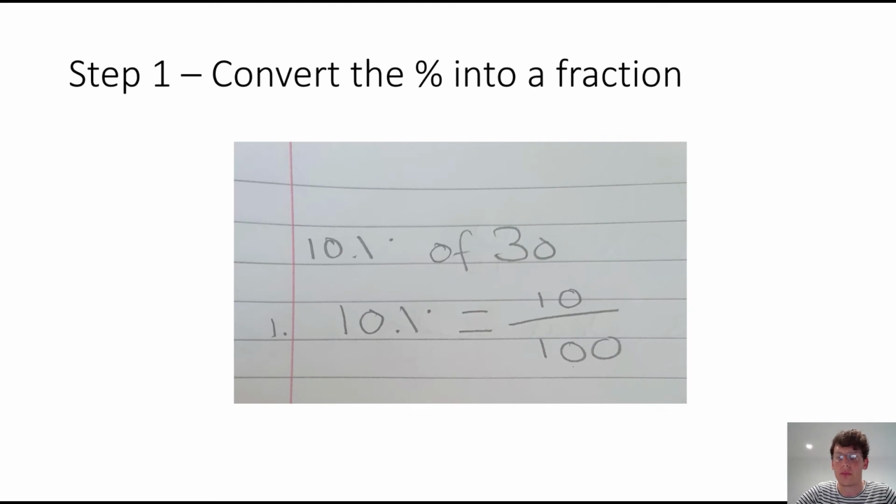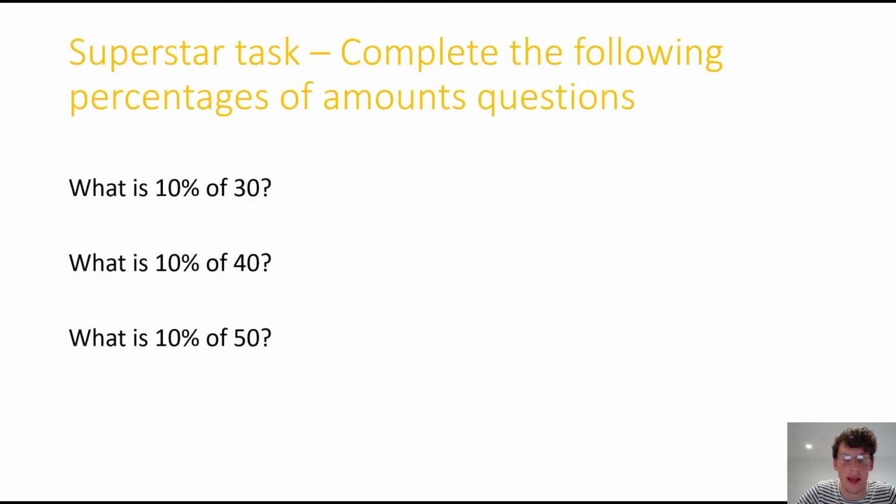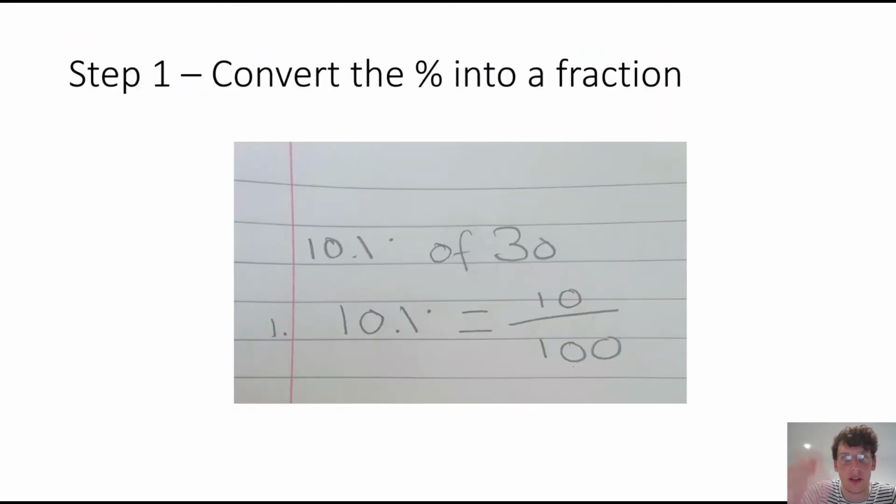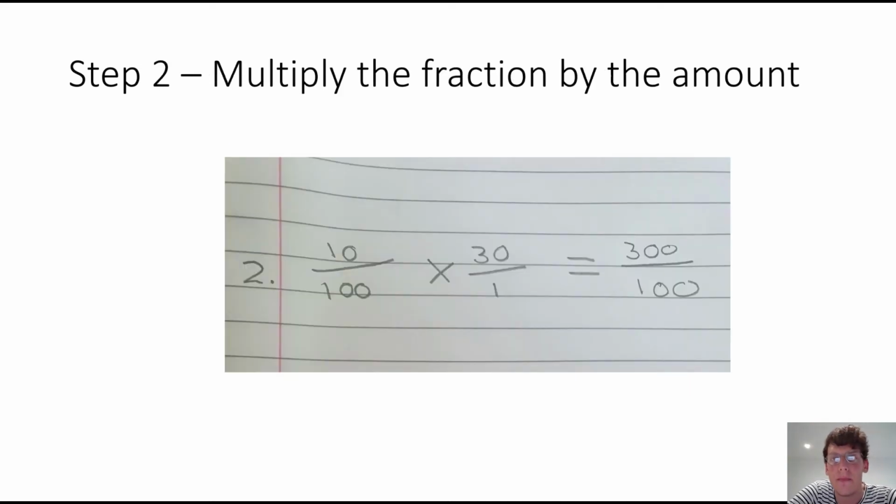So the first one was to find what is 10% of 30. The first thing we need to do is convert the percentage into a fraction. Remember, we're doing this because we can't just do 10% times 30, because that will give us too big of a number. So 10% as a fraction is 10 over 100. That's step 1. Step 2 is to multiply the fraction by the amount. So 10 over 100 times 30, which is our total amount, equals 300 over 100.